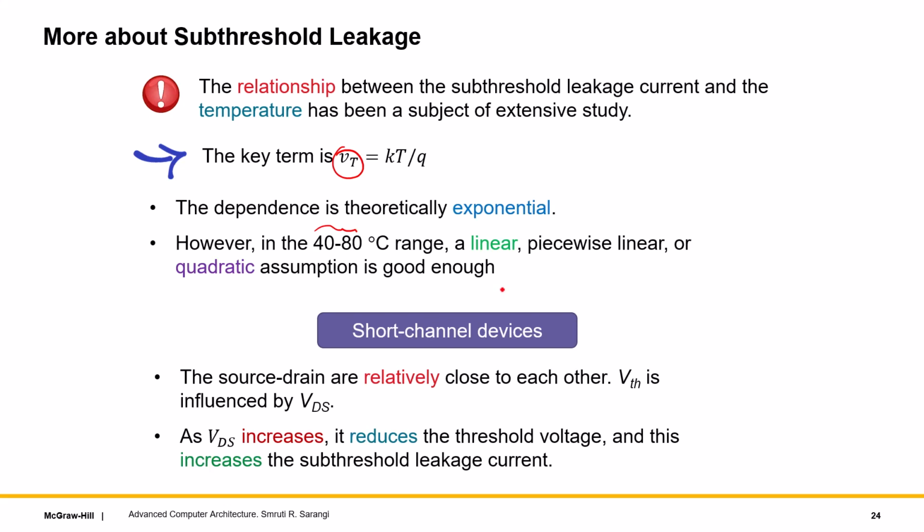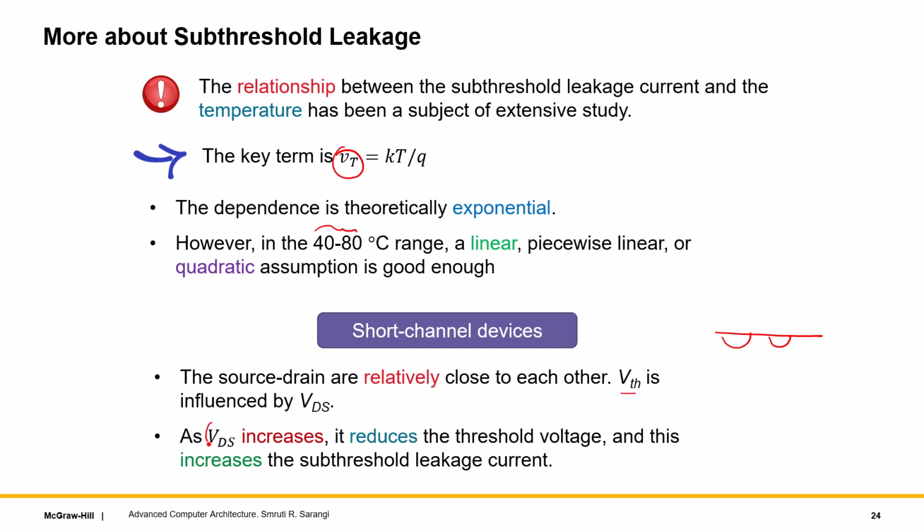Then there are interesting things that happen in short channel devices. Incidentally, all our transistors which are small are essentially short channel. So what happens is that in a modern transistor, the source and drain are quite close to each other, right? Because the overall dimensions have shrunk, so if I consider this to be the source and the drain, they are quite close. So because of the effect of the drain to source voltage, the VTH, the threshold voltage changes. It was assumed to be a constant earlier. It's not a constant anymore. So as the VDS changes, the VTH changes.